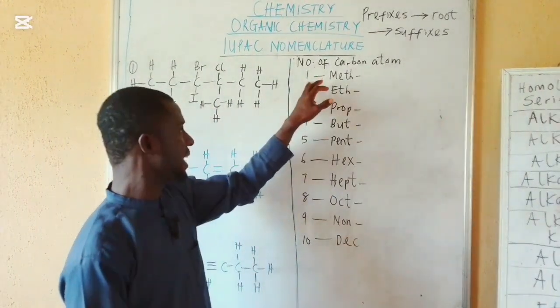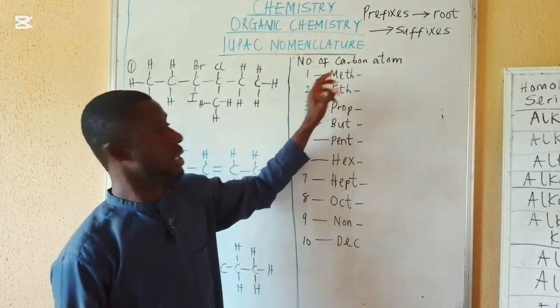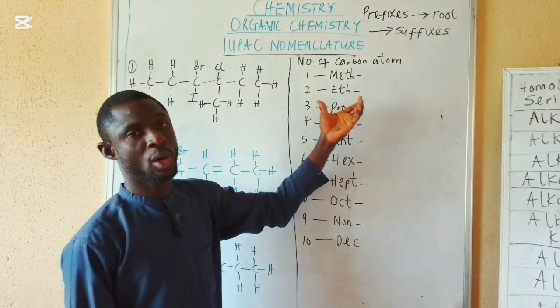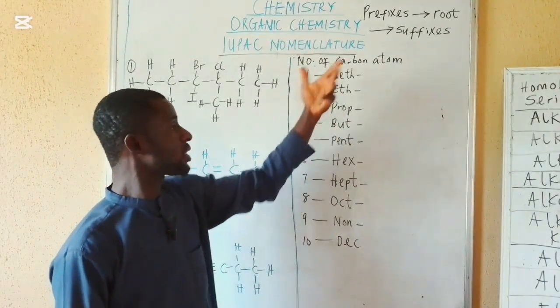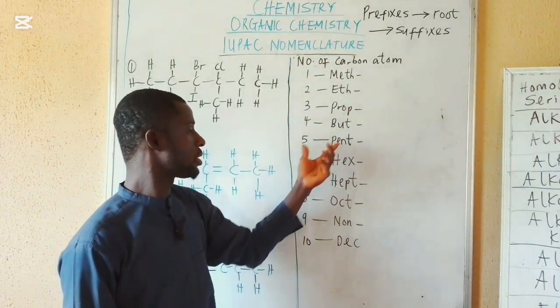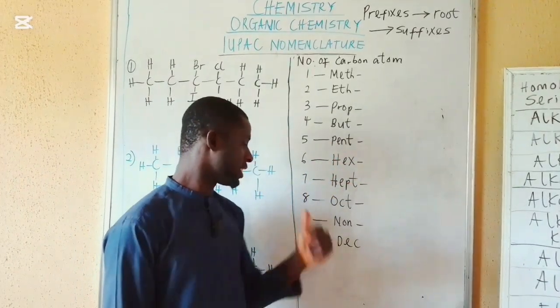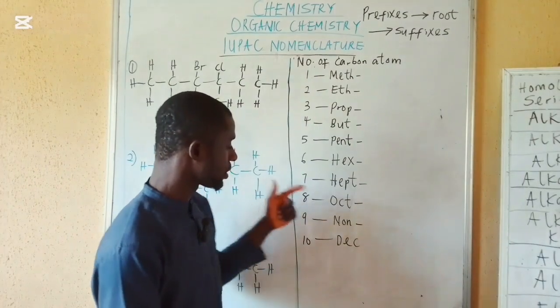If it's 1, it will be called meth. If it is 2, it's called eth. If the longest continuous carbon chain that is present in an organic compound is 3, it's called prop. If it's 4, but. 5, pent. 6, hex. 7, hept. 8, oct. 9, non. And 10 is what? It is dec.